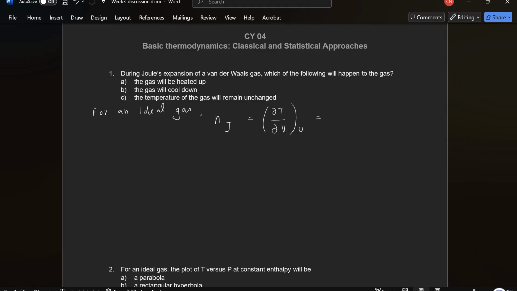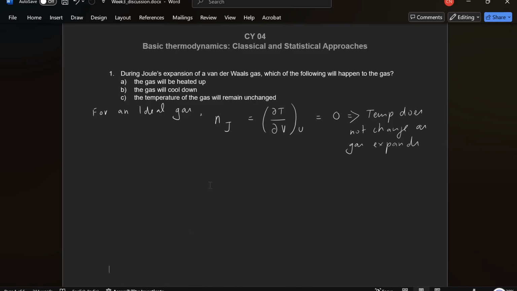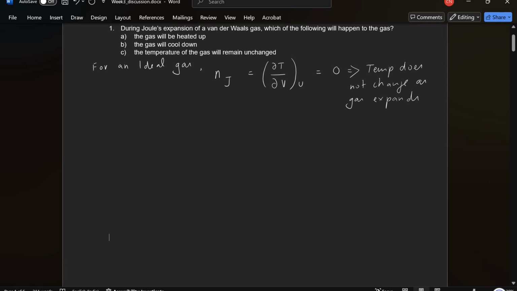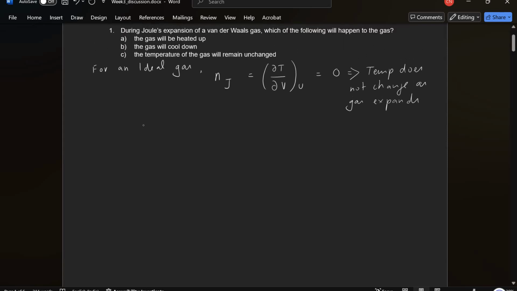For an ideal gas, the Joule coefficient is actually zero, which implies the temperature does not change as the gas expands. However, for a real gas, where there are interactions between the gas molecules, we cannot say the same.